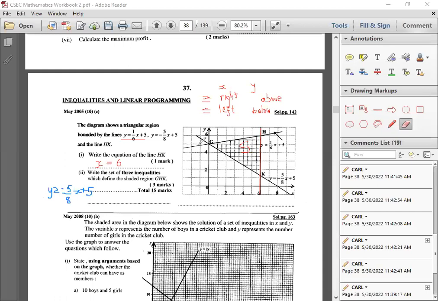Let's look at this line now, the line that says y equals 1/6x plus 5. Is it above the line that is shaded or below the line? Below. Remember, in answering that, you have to focus on the shaded region. And so that one is going to be y being less than or equal to 1/6x plus 5.